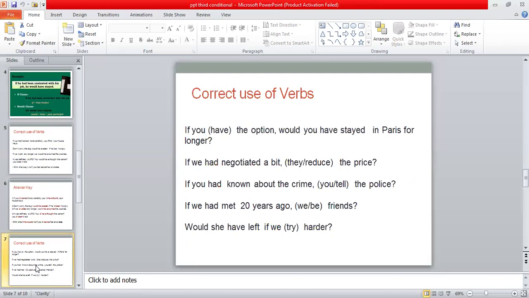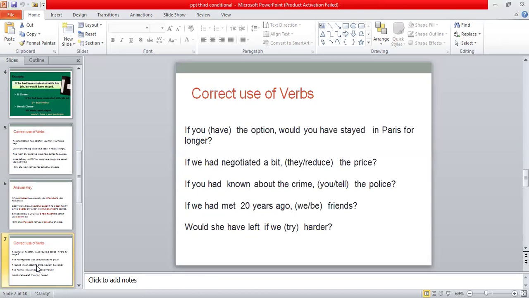Then we have some more sentences over here. And again, all these sentences you have to do according to the third conditional. You have to see whether you have to change the if clause or the result clause. So in the case of the if clause, you have to use had plus the third form of the verb. And in the case of the result clause, you have to use would have with the third form of the verb. In this way, you can easily do all these sentences yourself.